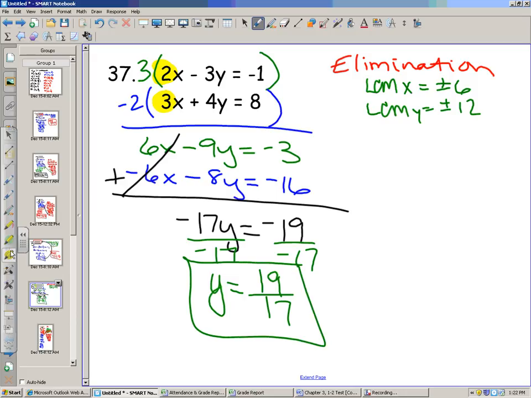Is it ugly? That's your y coordinate of your answer. It's ugly, but so what? We all can't be pretty all the time. Do we all understand that? Yes?